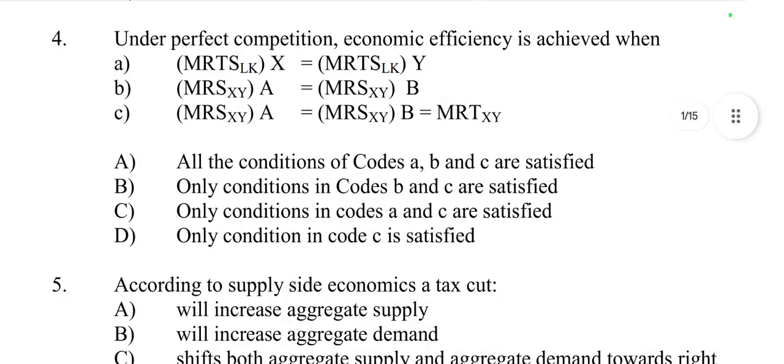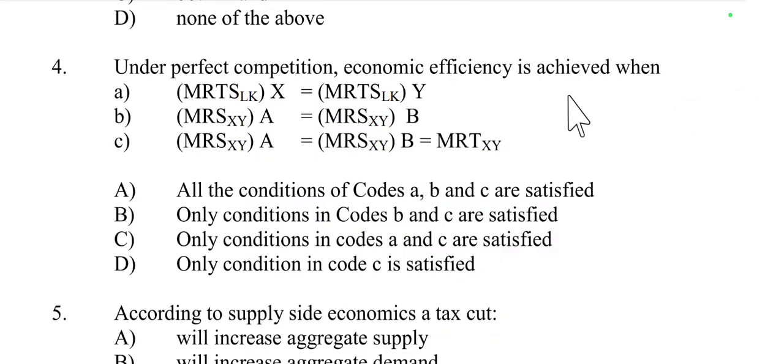Then question number 4: under perfect competition, economic efficiency is achieved when? Under a perfectly competitive market, economic efficiency is achieved when MRTS LK of X is equal to MRTS LK of Y. This is right.